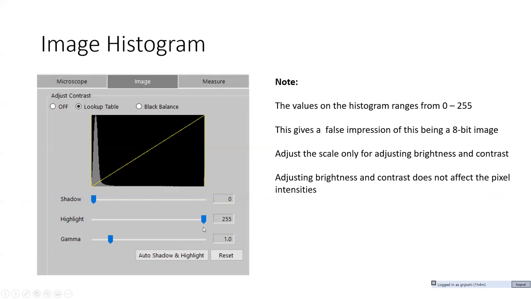In terms of the image histogram, everything I showed you over here is a snapshot from Fiji. The Keyence system also has its own histogram, which can be accessed under image. However, the problem with Keyence's histogram is that the values range from 0 to 255. This gives you a false impression that the image you are acquiring is an 8-bit image, when in fact the image you are acquiring is translated to a 16-bit image. So by all means, you can use the image histogram on Keyence, but use it only to adjust brightness and contrast and nothing else. When you adjust brightness and contrast, your image is going to look different, but that is not going to change the overall pixel values. So just keep in mind that if you play with these slider bars back and forth, that won't change the actual pixel values.